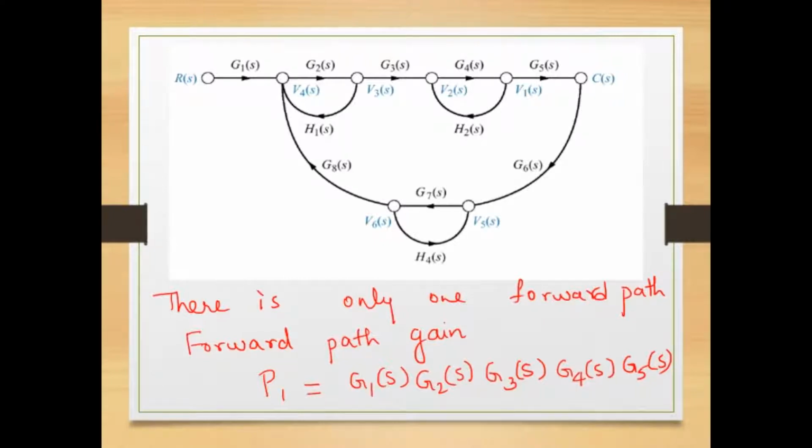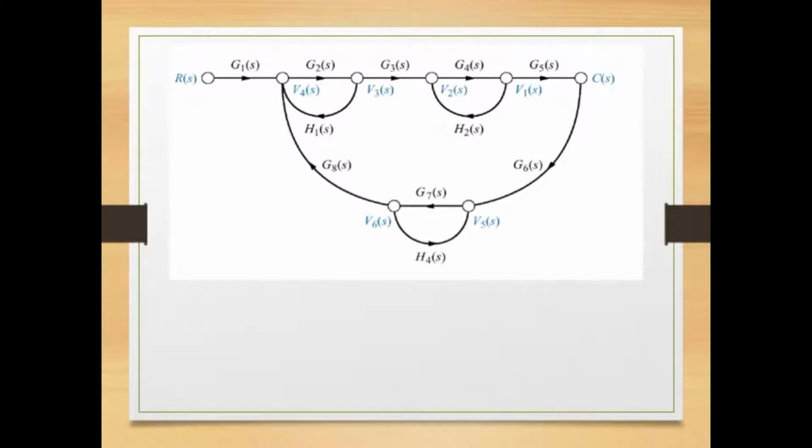Next we are supposed to find the loops. There is no self loop in this particular graph, but other than that we have feedback loops, individual loops. This is one loop, this is the second loop, this is the third loop, and this entire thing is the fourth loop. So we have 4 loops. I denote these as L1, L2, L3, and the entire thing as L4.